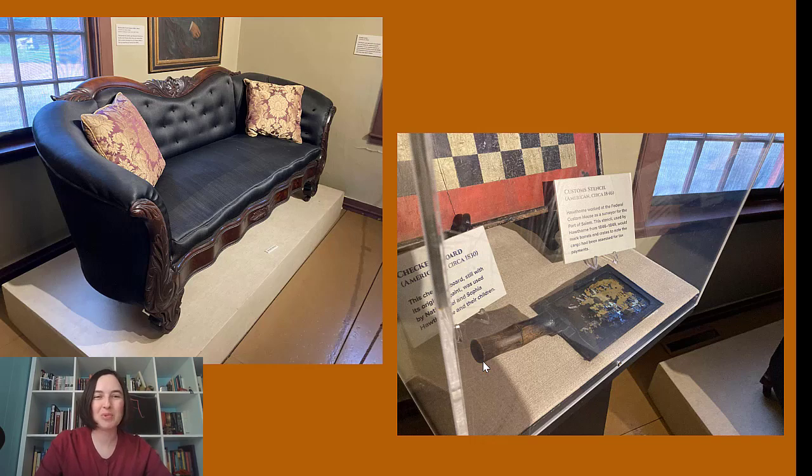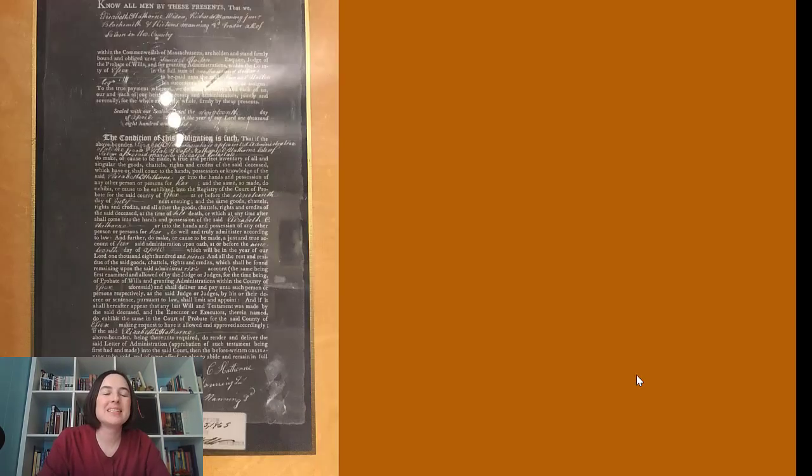A couch that actually belonged to his family, a checkerboard that he played on. This is an interesting piece of history. It's a promissory note that Nathaniel Hawthorne's mother, Elizabeth, signed after his father was lost at sea. And it said that Elizabeth, as well as her children, were responsible for the debt that was incurred by her husband before his death from yellow fever.